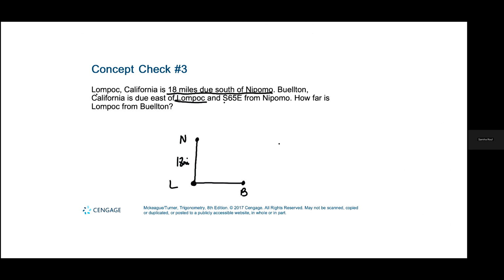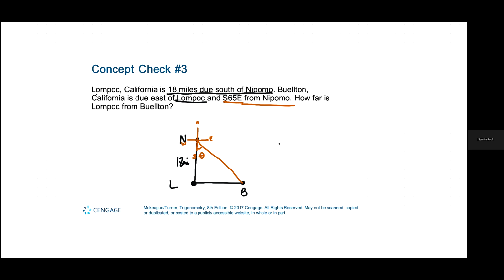So let me draw a compass here. And again, the bearing is actually from the city of Nipomo. So north, south, east, and west. So the bearing has to be 65 southeast. So right here. And the angle is right here, because it has to be with the south line. So we have this right angle triangle.